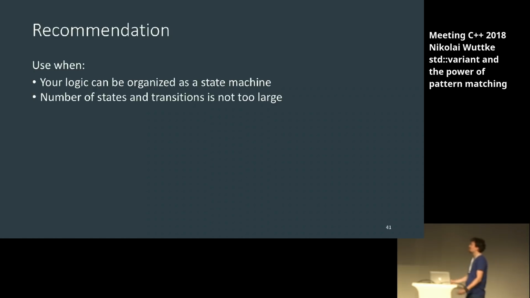So overall, I personally like this pattern a lot. I think it's a very straightforward way to represent state machines. And as it turns out, in my experience at least, there's a lot of stuff that you can represent as a state machine in your code, and where your code becomes easier to think about if you explicitly model your state machine instead of implicitly encoding it in various flags or whatever. And so if your logic can be organized as a state machine and the number of states and transitions isn't too large, then I would say, yeah, use this pattern. It's a good one for this case.